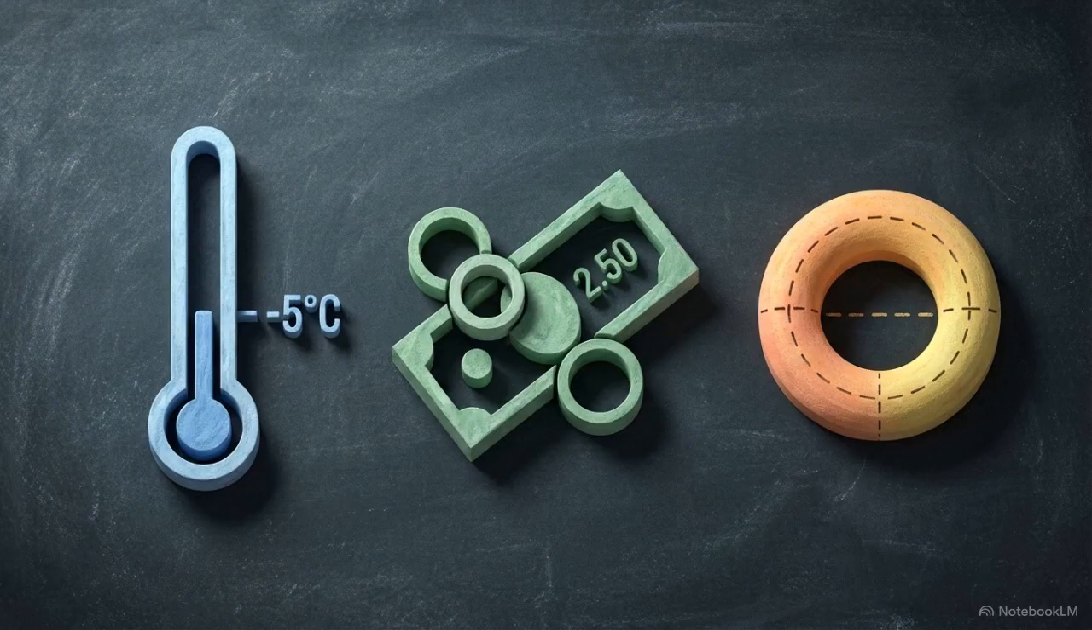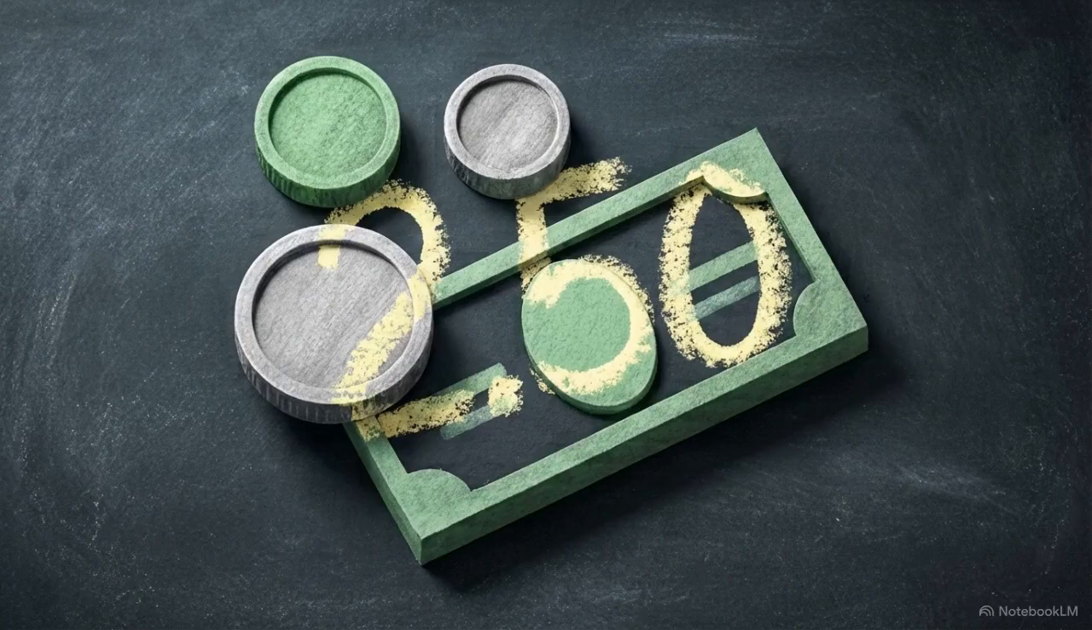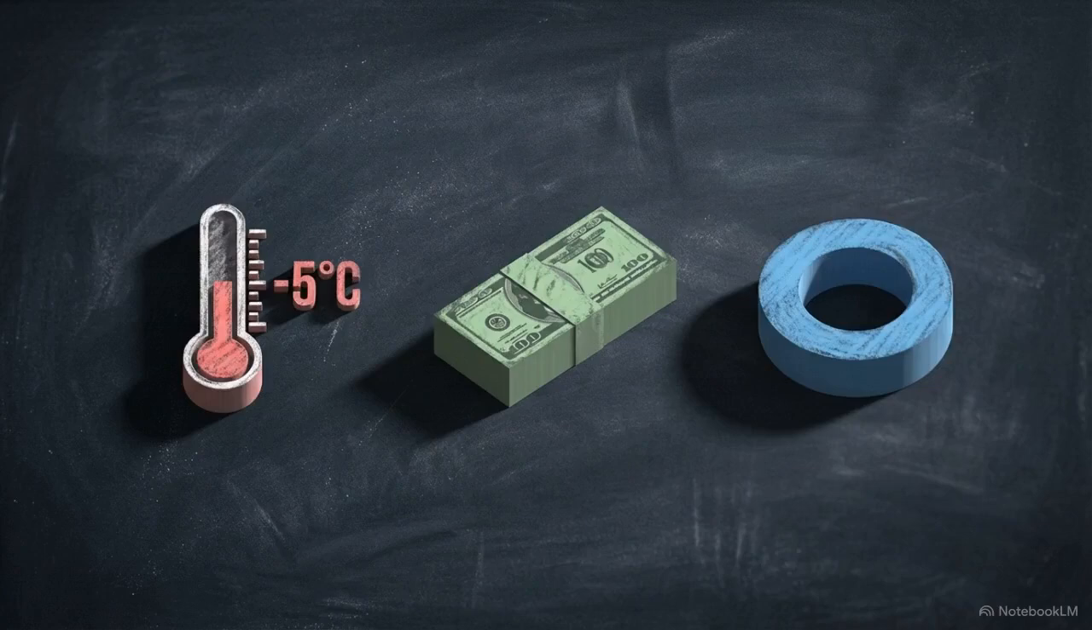These categories allow us to describe different physical phenomena. A temperature of -5 degrees is an integer. A price tag of $2.50 is a rational number. The ratio of a circle's circumference is irrational. These classifications reflect the different ways we measure and interact with the world around us.